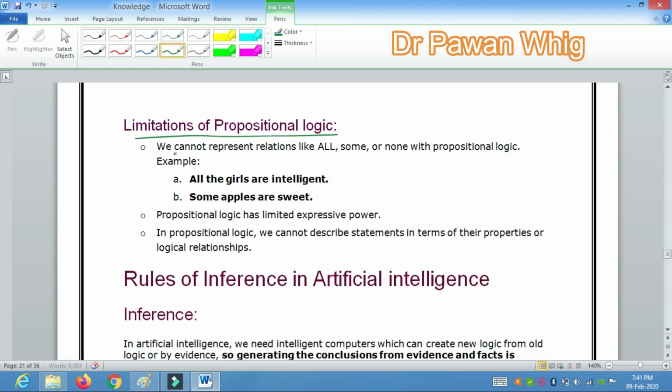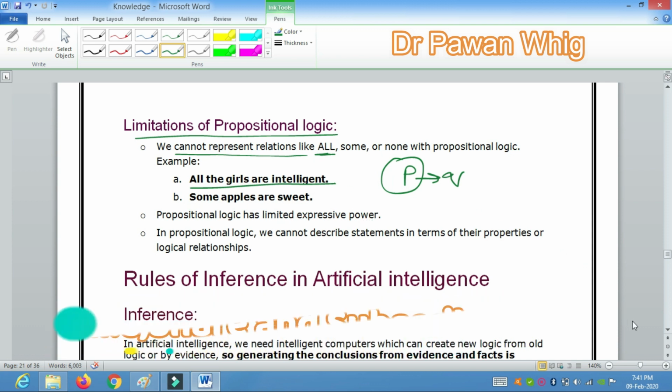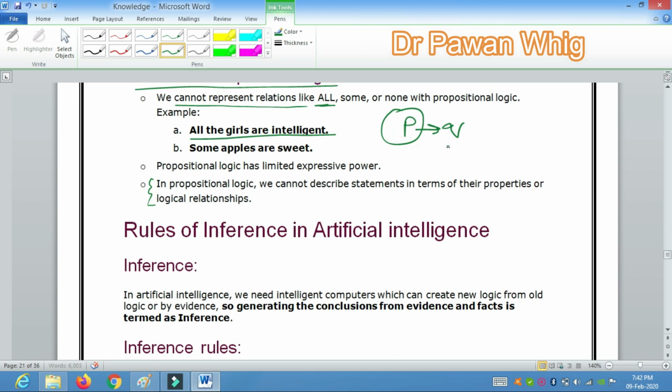Number one is we cannot represent relations like "all". This is very important. You can't represent this sentence with propositional logic, because if it is only girls, then we can write girls are intelligent, but there is no way to represent all girls or some girls. This is what we call a limitation of propositional logic. Propositional logic has limited expressive power because all and every are not covered here. And in propositional logic, we can't describe a statement in terms of its properties and logical relationships. We just say P depends upon Q or Q depends upon P, but we can't say what their relationship is.